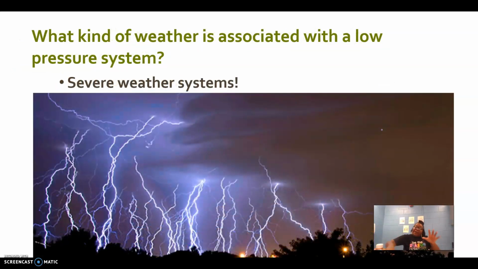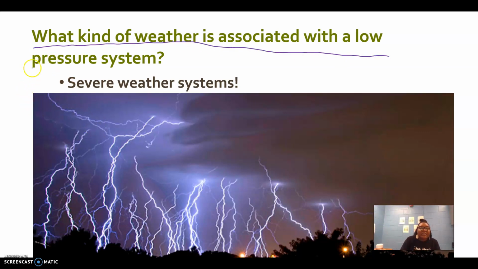So, if high pressure systems bring fair weather or good weather, a low pressure system will bring what kind of weather? Did you say bad? You're correct. What kind of weather will a low pressure system bring? Severe, bad weather systems. Okay, so you're going to write this question and answer.